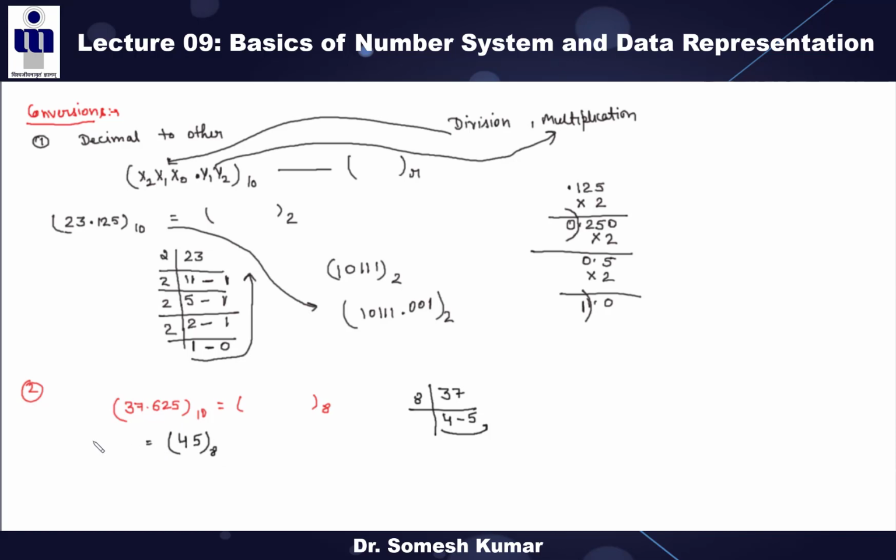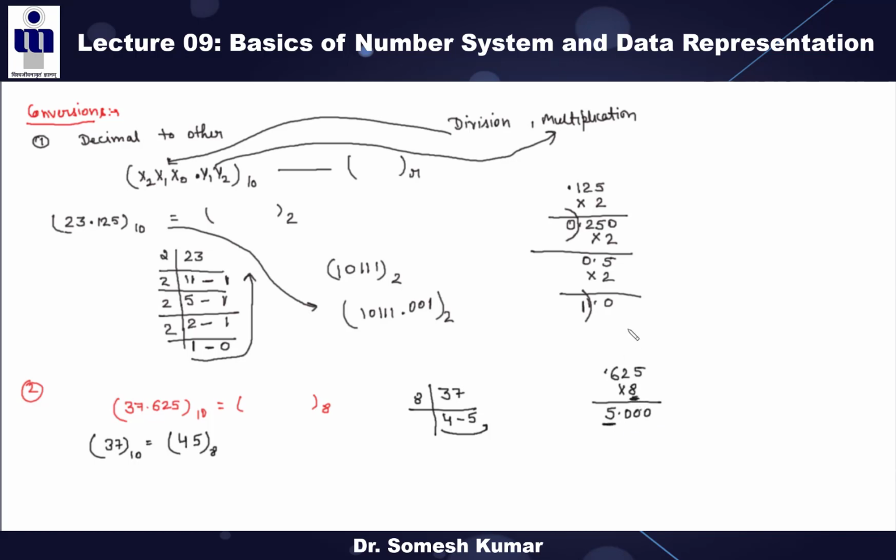This is only for the 37. Now this fractional part, right? So the fractional part is 0.625. Clear? So 0.625, how you can convert 0.625 into 8, right? 0.625 multiply 8, 5, right? So this 5 is less than 8, right?